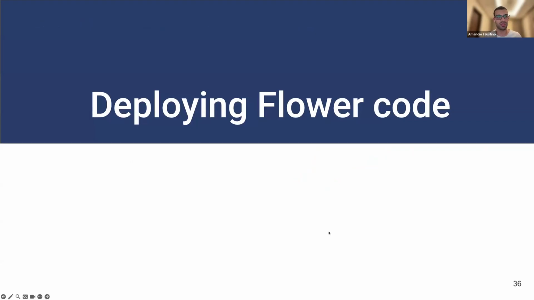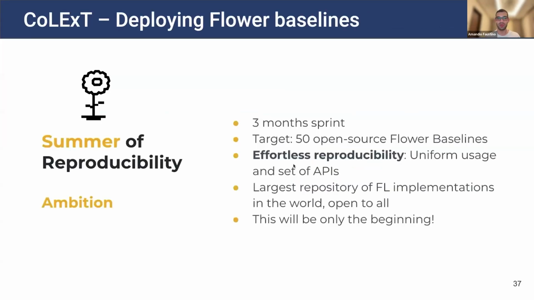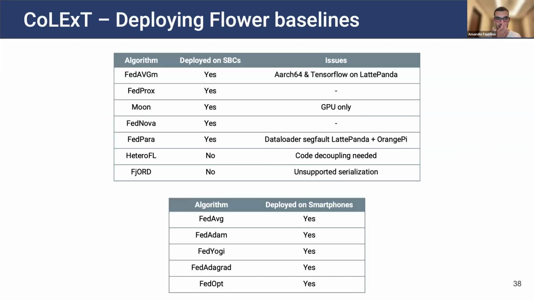Okay, I'm almost done. I just wanted to mention that we wanted to deploy a lot of different Flower code to make sure that our system was working. And so we're very happy to use the Flower baselines as a source, a repository of third-party Flower code, so not our own code, to test on the testbed. We were happy to see that most of the Flower baselines that we deployed were actually ready to go. We found some didn't work.